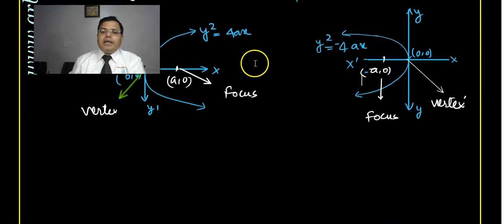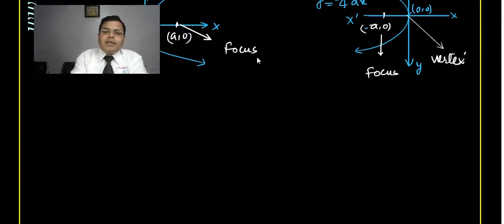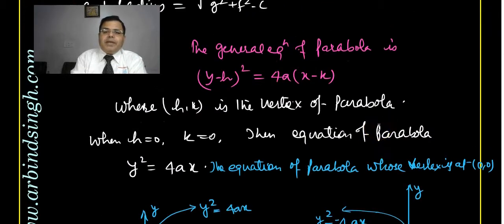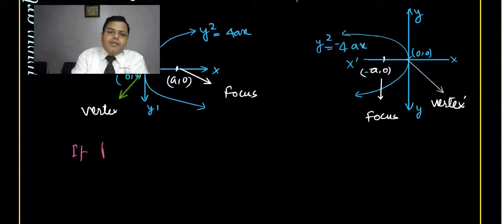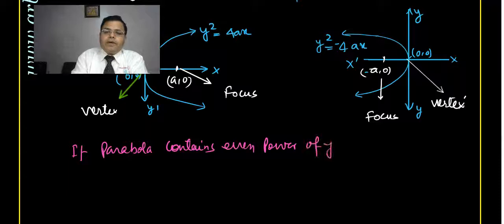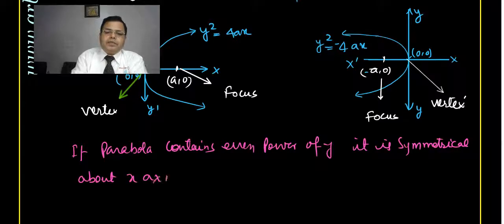Similarly, another standard form of parabola: here the power of y is even, and therefore this is symmetrical about the x-axis. Similarly, if the power of x is even, then the parabola will be symmetrical about the y-axis. If the parabola contains an even power of y, it is symmetrical about the x-axis. Symmetrical means it looks the same. That y square, if you rotate it about the x-axis, one completely lies over the other.